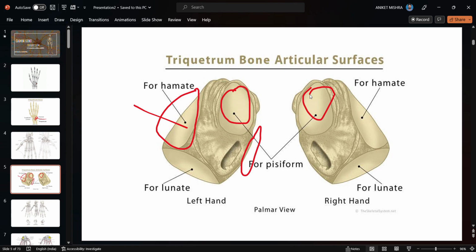On the lateral surface, the base of the pyramid is marked by a flat quadrilateral facet for the articulation with the lunate. And the medial surface is pointed and roughened for the attachment of the ulnar collateral ligament.